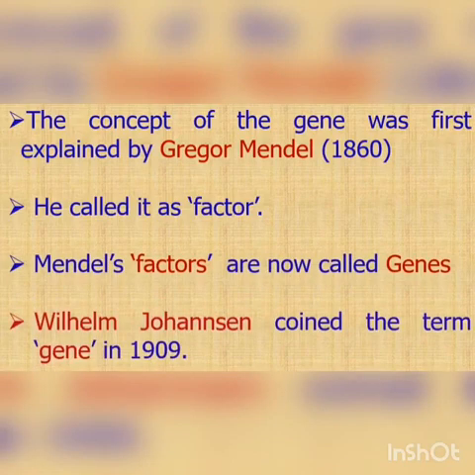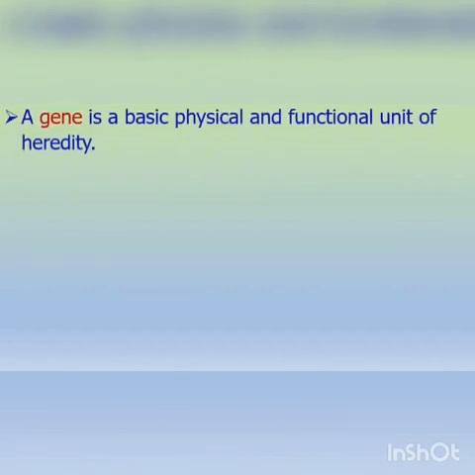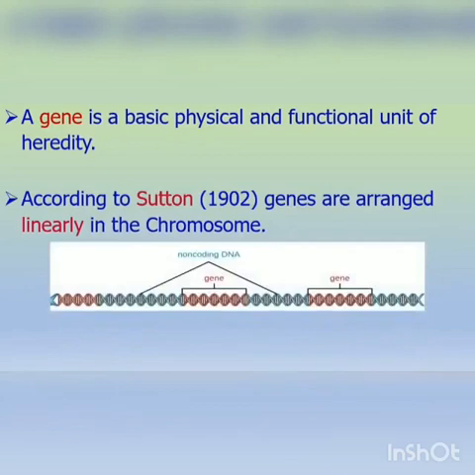Wilhelm Johannsen coined the term gene in the year 1909. He was a Danish biologist. A gene is a physical and functional unit of heredity. The number of genes in an organism is more than the number of chromosomes. Hence, several genes are located on the same chromosome. According to Sutton, in the year 1902, the genes are arranged linearly in a chromosome. Genes are present in chromosomes. Chromosomes are present in the nucleus in the cell.